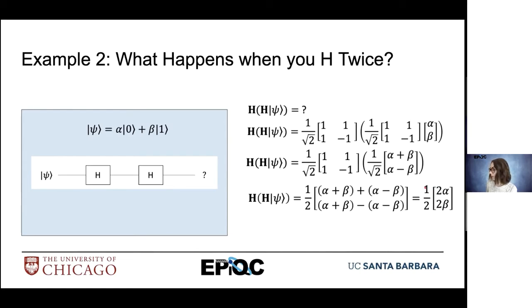If we simplify, we see that our resulting quantum state is alpha, beta, so our original quantum state. So by passing the state through the H gate twice, we're able to recover it. That goes to show that the H gate is reversible, and it's its own inverse, because if you pass through the gate twice, you end up recovering your original input.